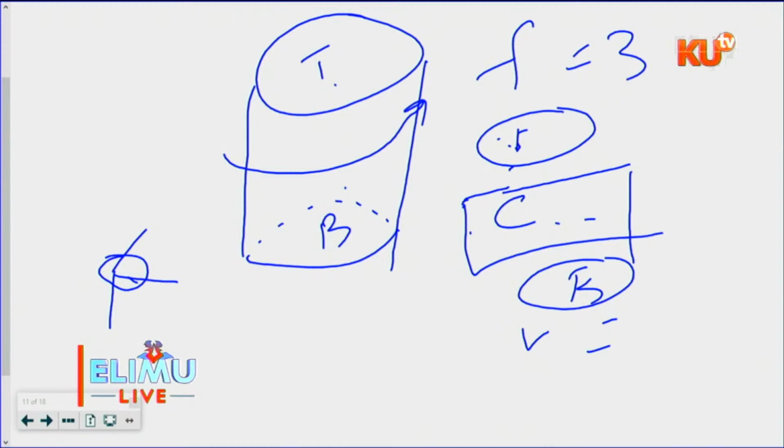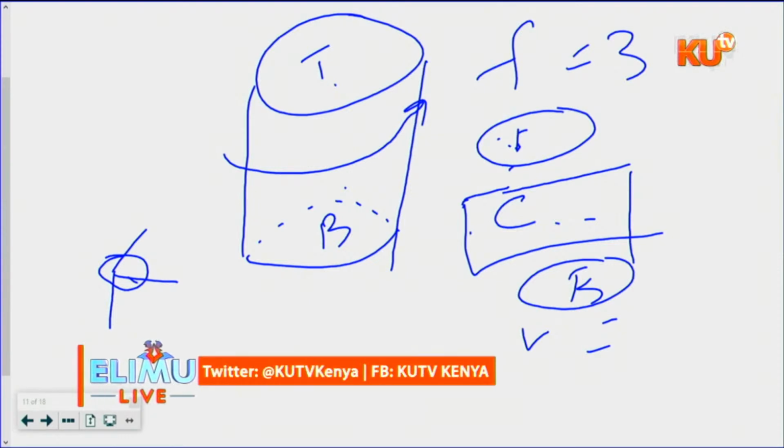So let's look at our cylinder. This is the cylinder. If you look at the cylinder clearly, we can't get a vertex. We don't have a vertex in a cylinder.